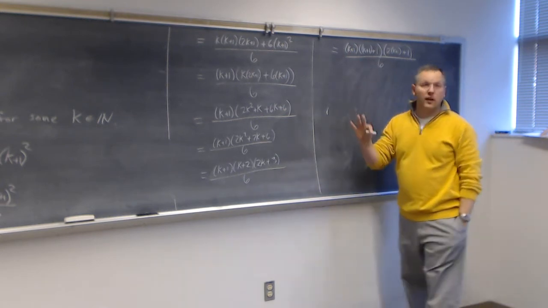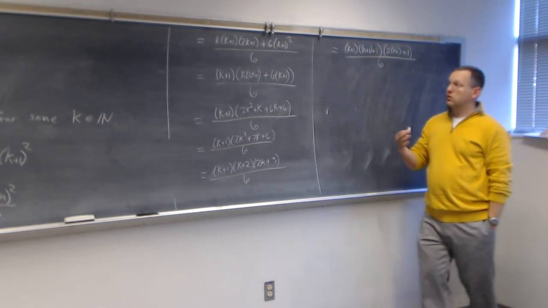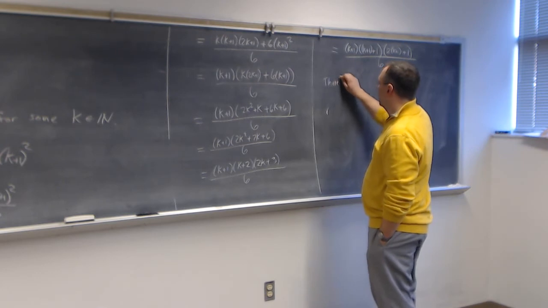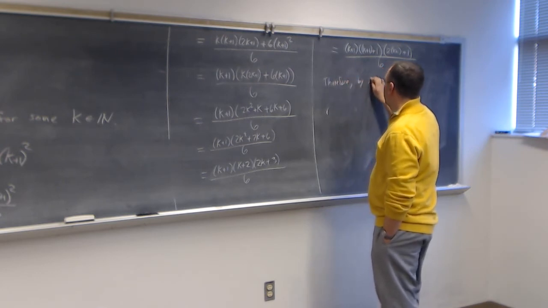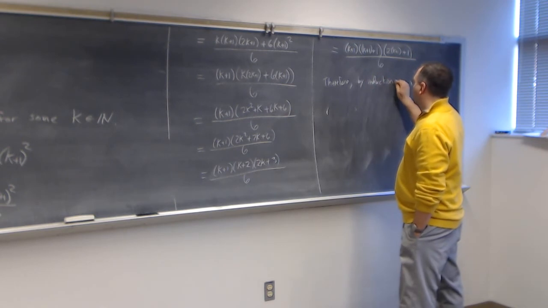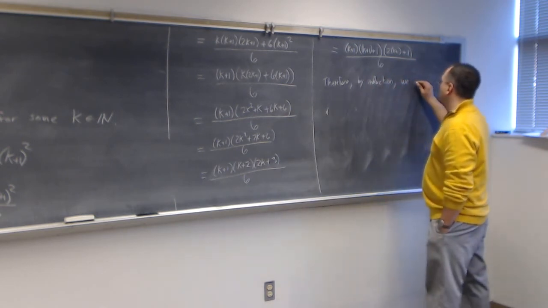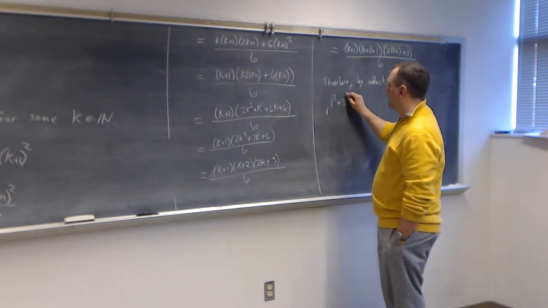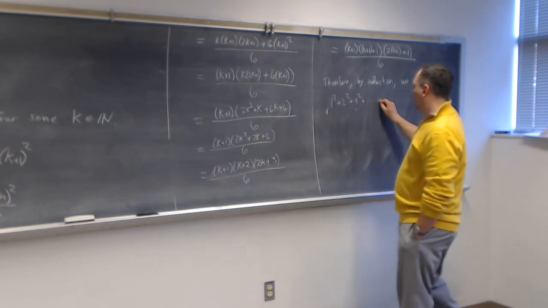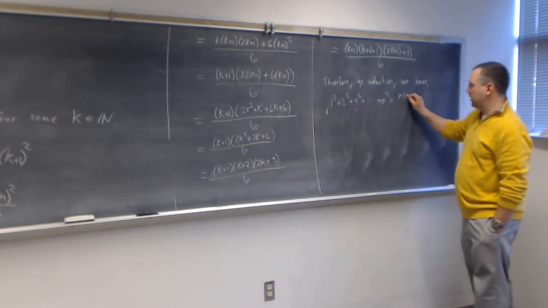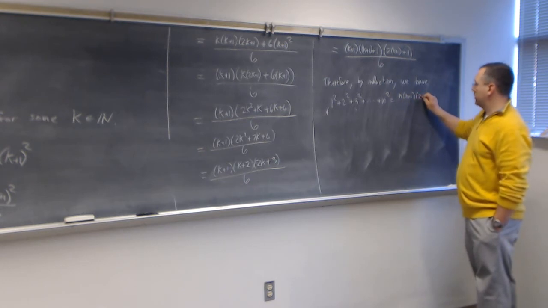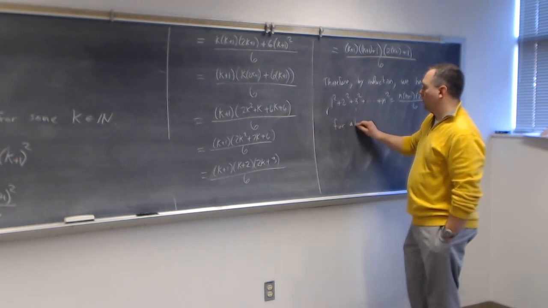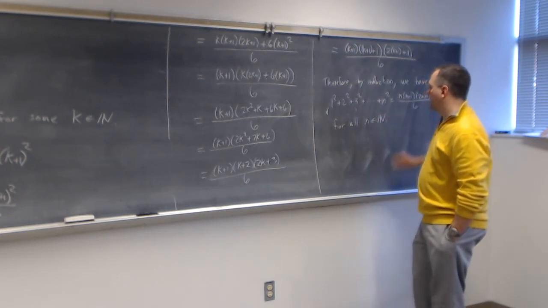So I'm not done. I really need to cap it off with a conclusion. Okay? So, therefore, by induction, we have 1 squared plus 2 squared plus 3 squared up to n squared equal to n times n plus 1 times 2n plus 1 over 6 for all natural numbers n.